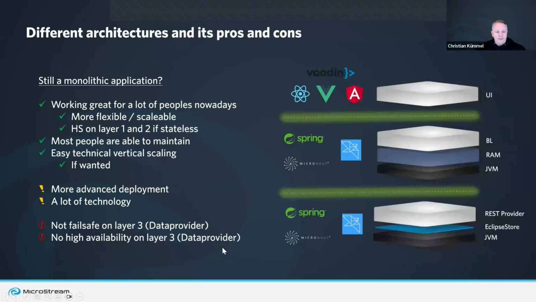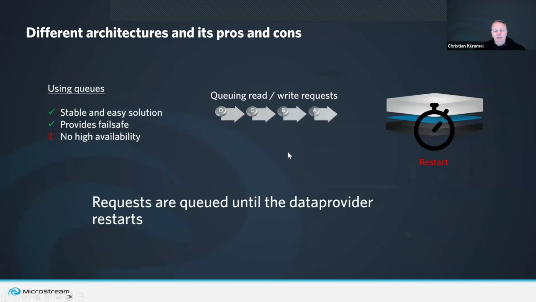But it's not fail-safe at all. It's the same problem here. And there is no high availability on layer 3. But on layers 1 and 2, yes. For example, on the UI, we are able to replicate this UI layer as long as it is stateless, right? So at the moment when the UI becomes stateful, you will not be able to replicate it the easy way anymore. So therefore, I would say it's still a monolithic application because it's a very traditional architecture.